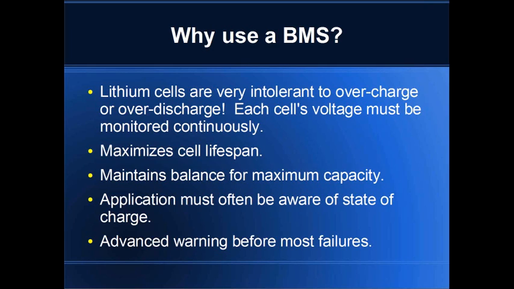Also, not all failures, but a lot of failures happen over time. You can see evidence that they're about to happen. And so a battery management system gives you some advanced warning that there's a problem, and it gives you a little bit of time to deal with that. That's not true of all failures, but a lot of failures we see tend to be ones where you can see it coming.